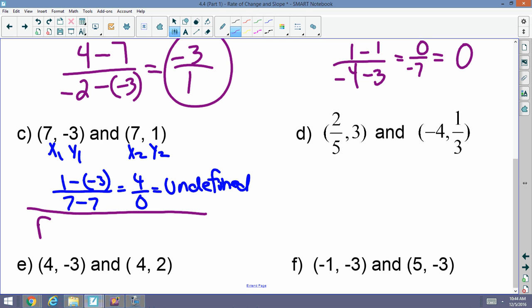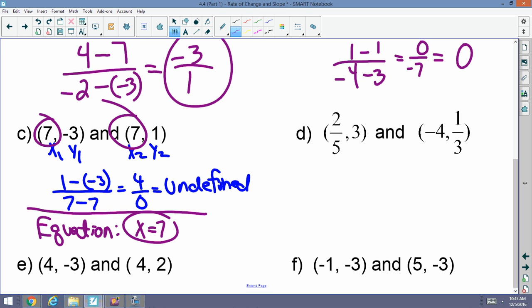Now, just for giggles, for extra, what's the equation? X equals 7, because it's x equals a, where a is the x value that it goes through. Does that make sense? You promise me. I see guys get this wrong on the SAT all the time. You promise. Okay?